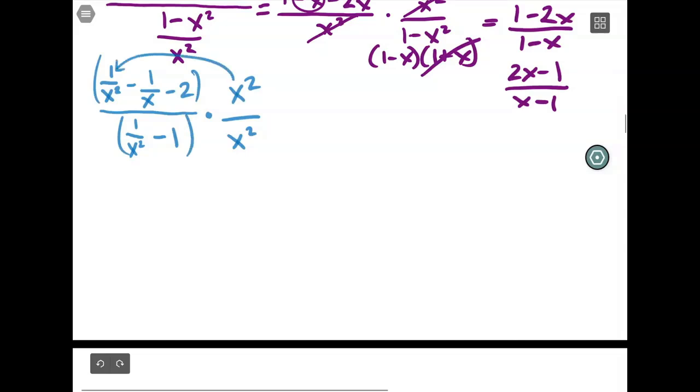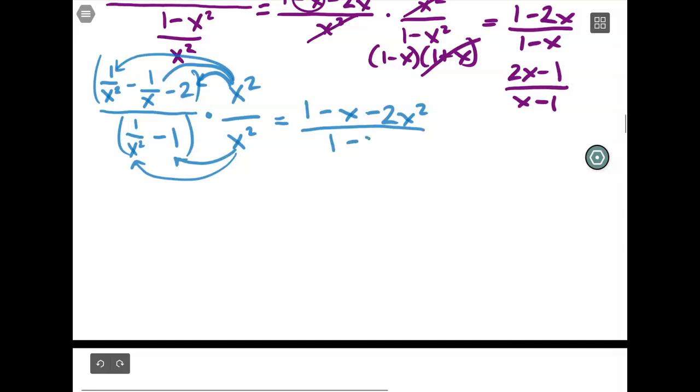If I multiply x squared by 1 over x squared, I get 1. If I multiply x squared by -1 over x, I get -x. And if I multiply x squared by -2, I get -2x squared. On the bottom, x squared times 1 over x squared is 1. Negative 1 times x squared is negative x squared.